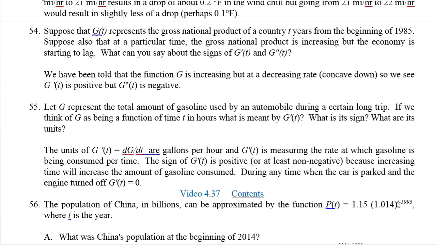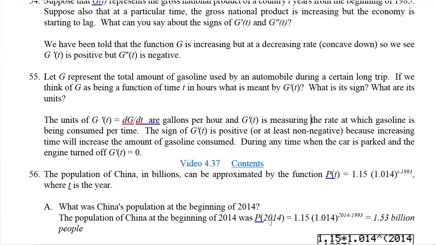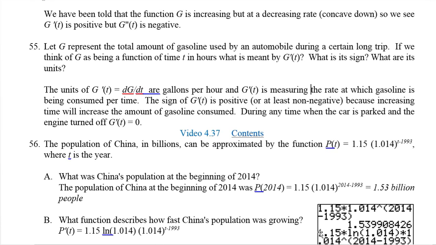Well, you just plug in 2014 and work it out. So it's just P of 2014. We'll round off to 3 significant digits because of this coefficient here. And then here it is in the calculator: 1.15 times 1.014 to the power of parentheses 2014 minus 1993, close parentheses, and here we get this. Actually, it's about 154, rounds off, billion people.